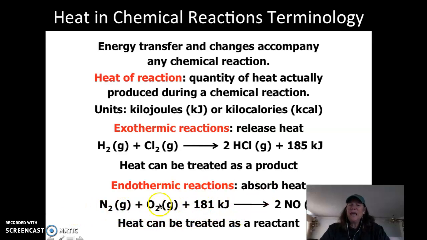So if you see energy on the reactant side, you know it's endothermic. If you see it on the product side, you know it's exothermic. If we were doing these reactions, this one would get hotter because it's releasing energy. This one would get colder because it needs to absorb energy for the reaction to occur. That's the difference between exo and endo.